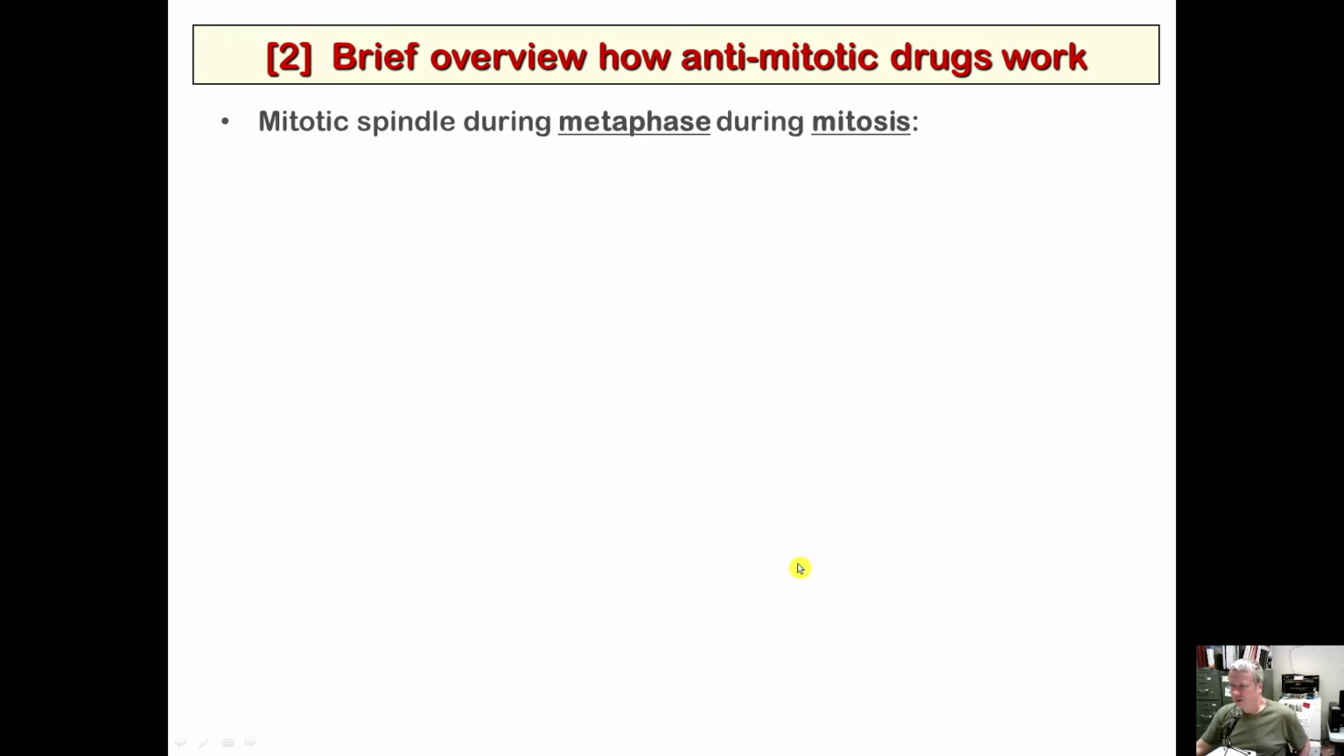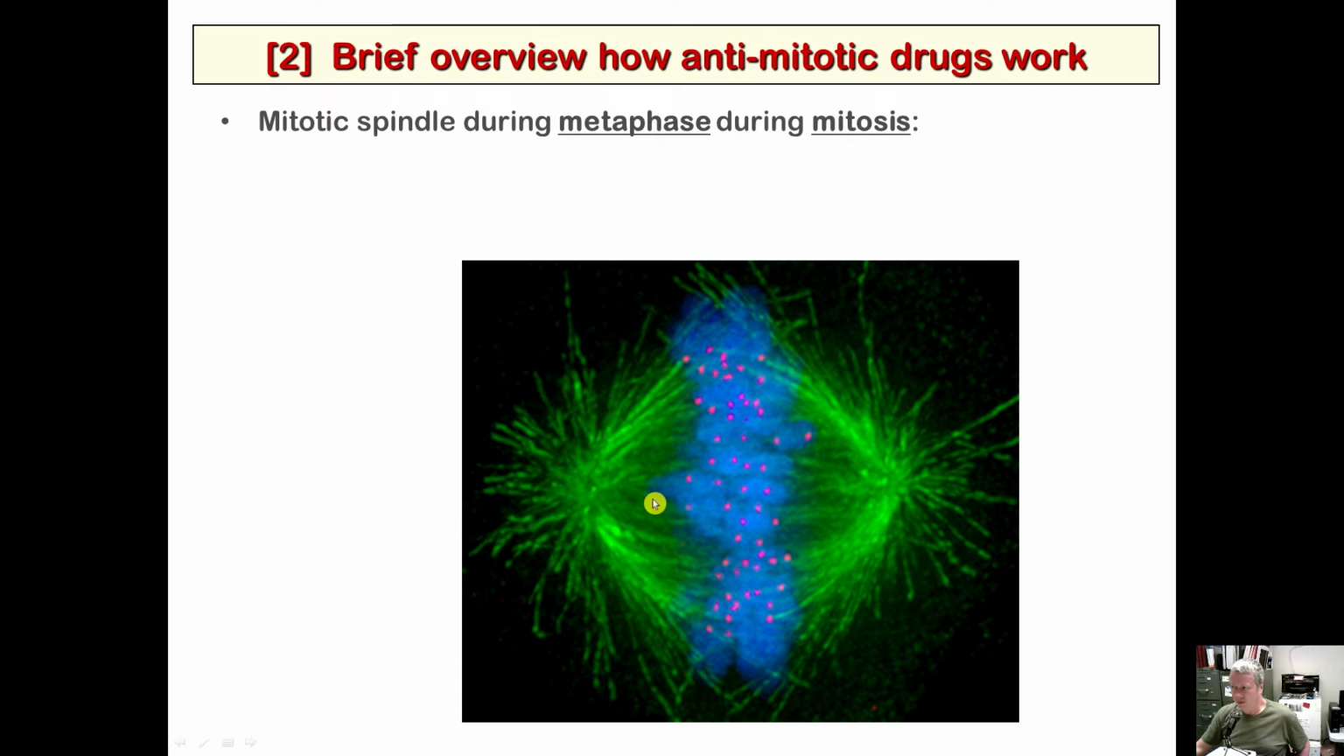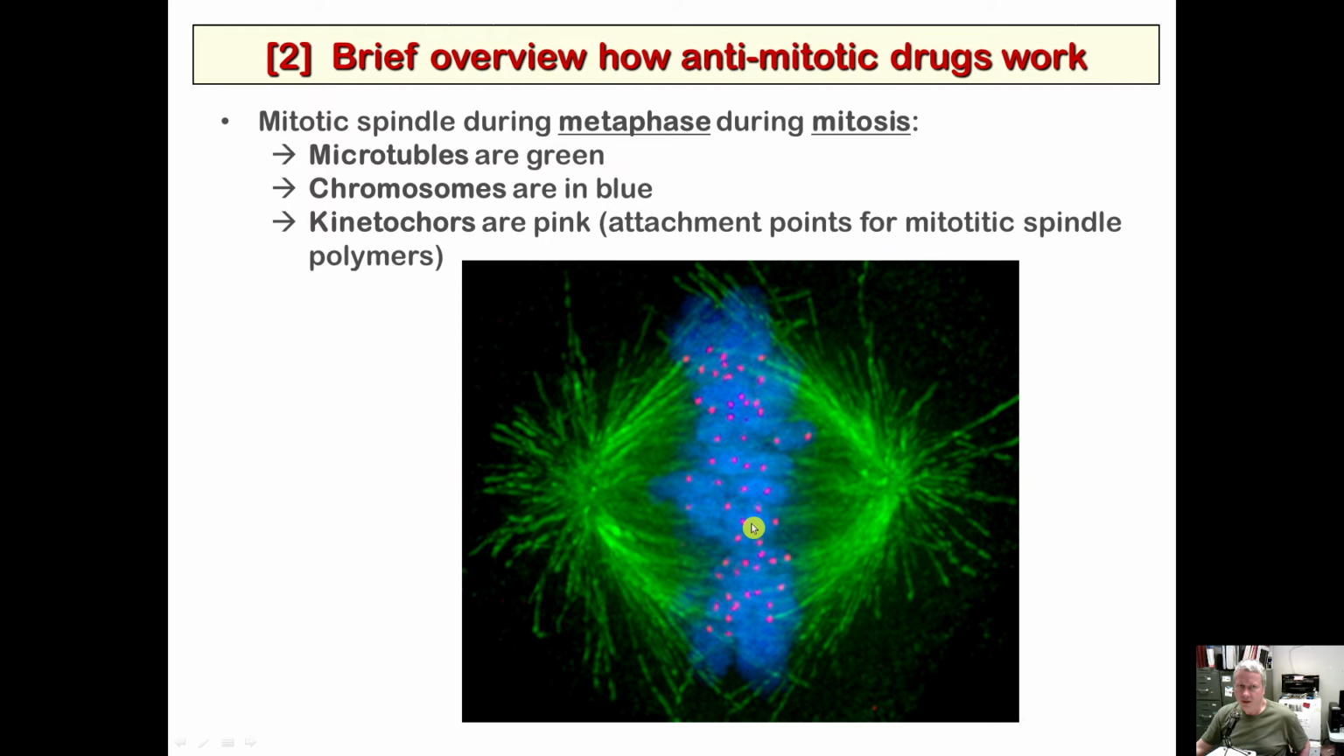Okay, so this is what it looks like, a mitotic spindle during metaphase and during mitosis. So these green things are the microtubules, the blue things are the chromosomes, the little red dots are called kinetochores, I think they're called. Microtubules, green. Kinetochores, they're little pink attachment points for where the chromosomes attach to the mitotic spindle, okay?